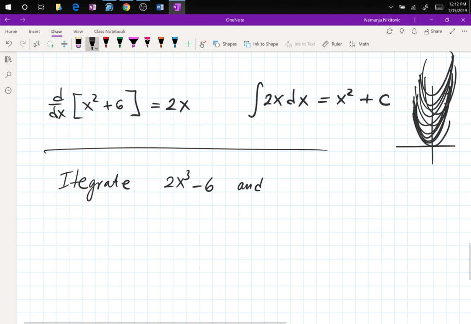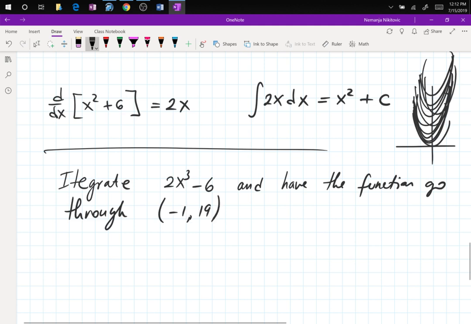And have the function go through whatever point you want to come up with. Negative 1, 19. It doesn't matter. Nice one. So what do we do?